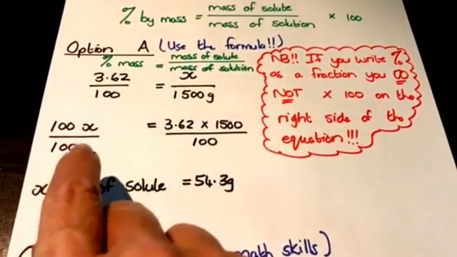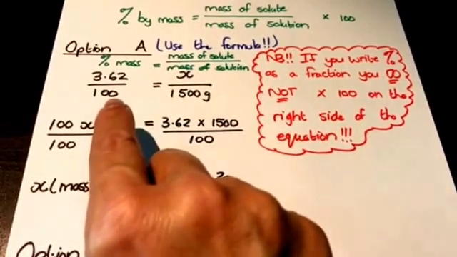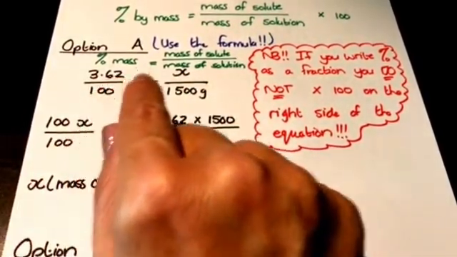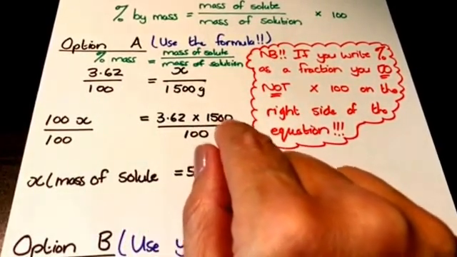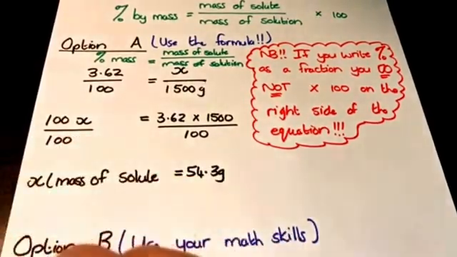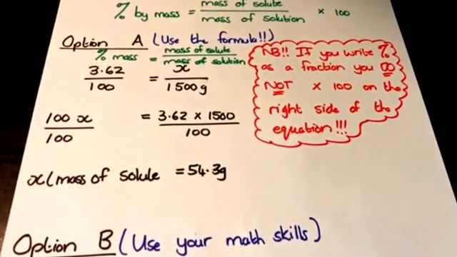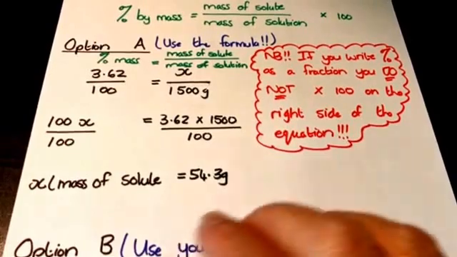If I substitute everything into the formula, I can cross multiply. 100 times x is 100x, which is equal to 3.62 times 1,500. I want to get rid of the 100 so I can get x on its own, so I will divide by 100 on this side. Then I must also do it on that side, so that gives me the mass of x, which is 54.3.